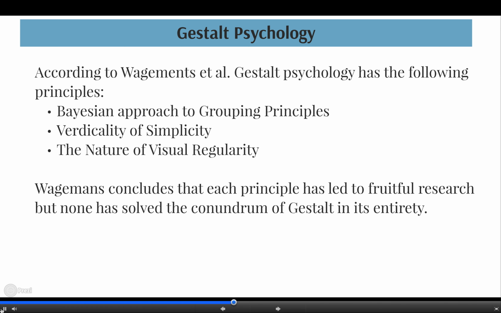According to Wagemans et al., Gestalt psychology has the following principles: Bayesian approach to grouping principles, verticality of simplicity, and the nature of visual regularity. Wagemans concludes that each principle has led to fruitful research, but none has solved the conundrum of Gestalt in its entirety.